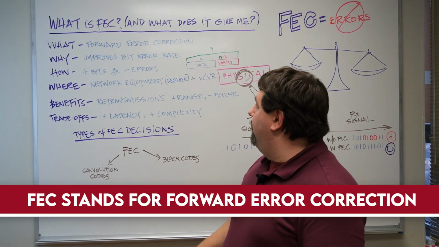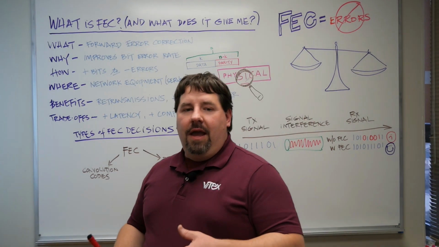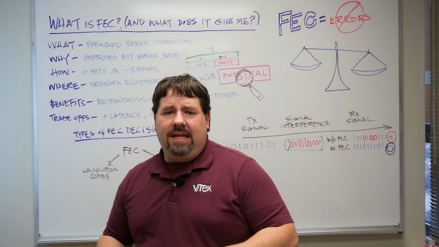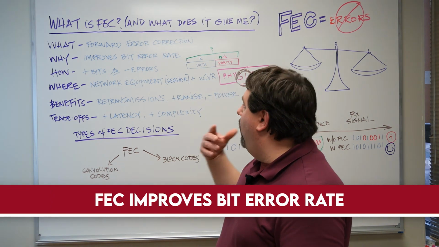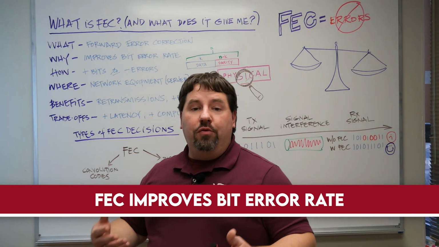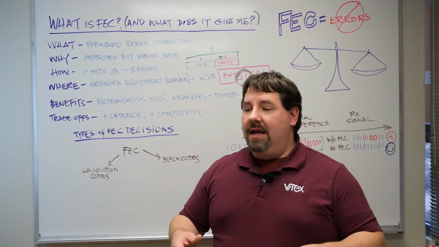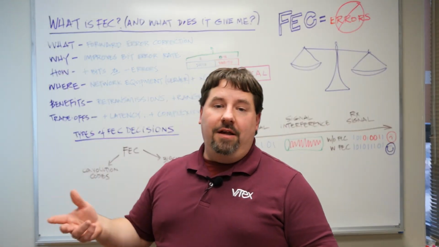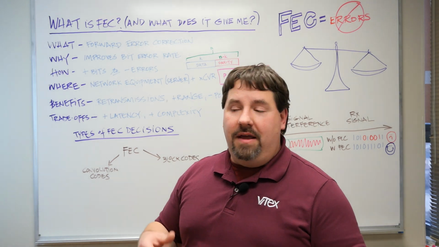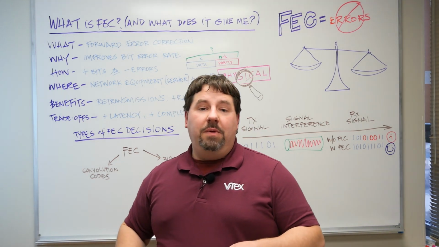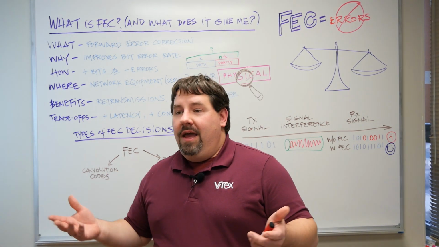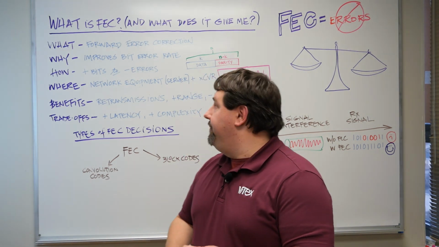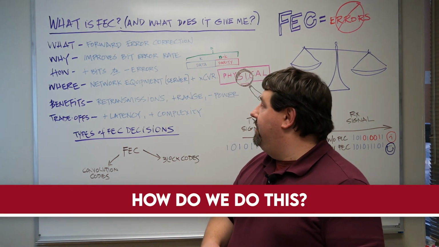So FEC stands for forward error correction. And what does this really mean? What does it give us? So the whole point of FEC, why we want it, is we want to improve our bit error rate, right? Having these really great high-speed networks is awesome, and as our data rate increases, it gives us a lot of benefit. But if all of those high-speed bits come in all wrong, then we don't really get anything out of it. So how do we do this?